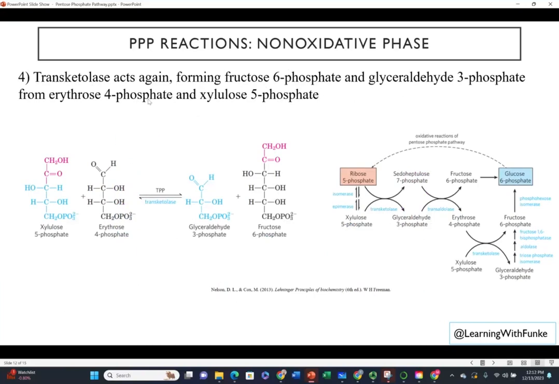All right, so transketolase acts again. Remember how I said they act in alternation, transketolase, transaldolase, and then transketolase again from steps 2 to 4. So in step 4, we have transketolase acting again, and we're forming fructose 6P and G3P from xylulose 5-phosphate and E4P, the products of the last step, right? So these products from the last step are going again and forming G3P and F6P with the cofactor TPP. And so that gets you to here, right? So now we have this F6P and G3P.